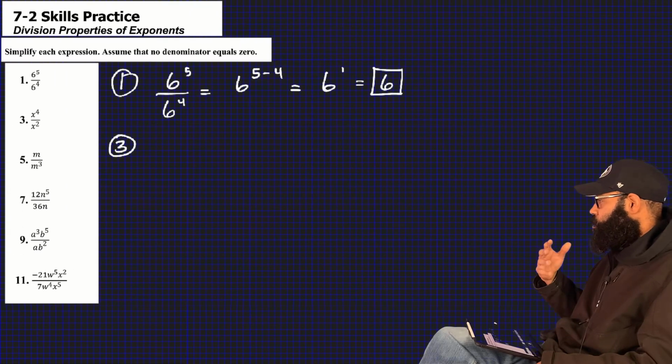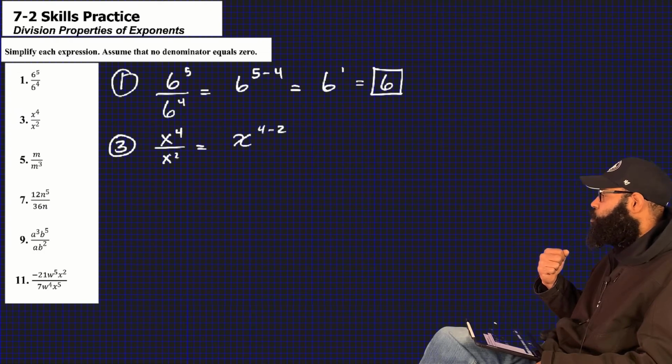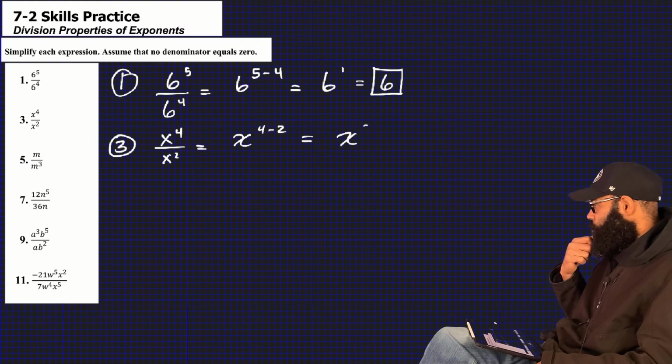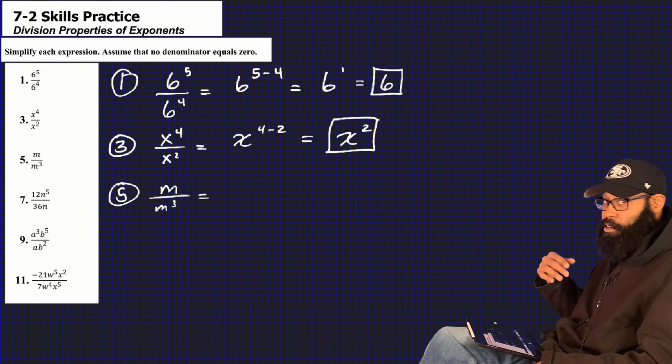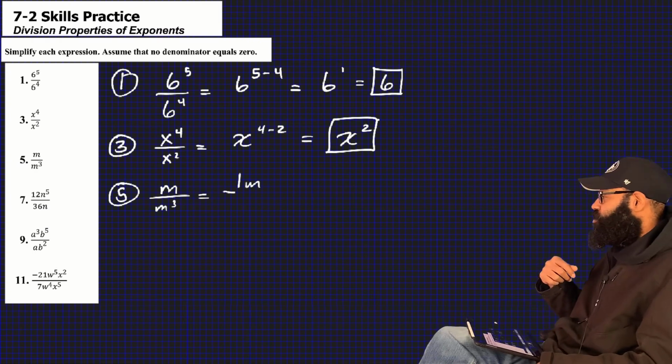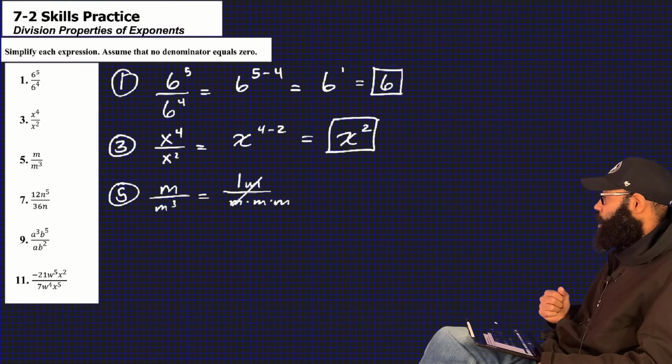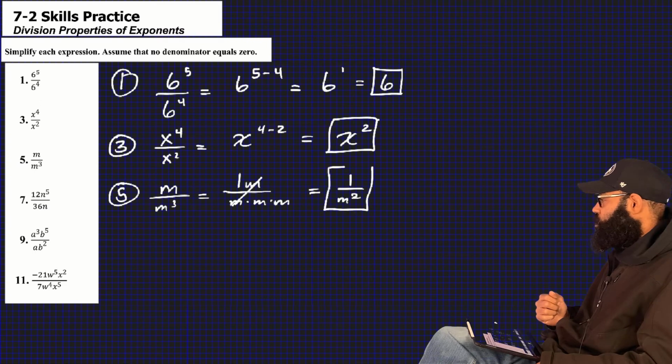Number 3, getting rid of a whole number, using the variable now. Same thing. If there's 4 on top and 2 on the bottom, 4 minus 2, x to the 7. Looking good. Number 5 has coefficients. So just one m on top, and then 1, 2, 3. First time I've written it out, guys. 1 on top cancels with 1 on bottom. The invisible 1 stays, but 2 m's are left on the bottom. 1 divided by m to the second.